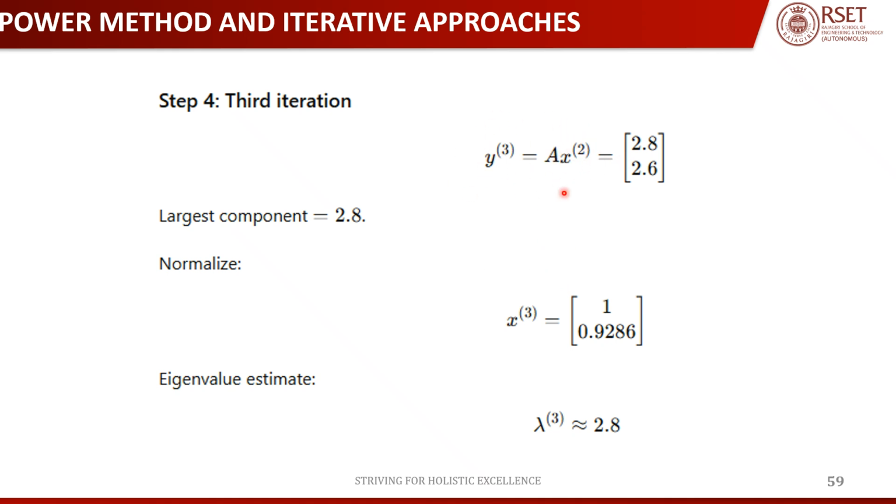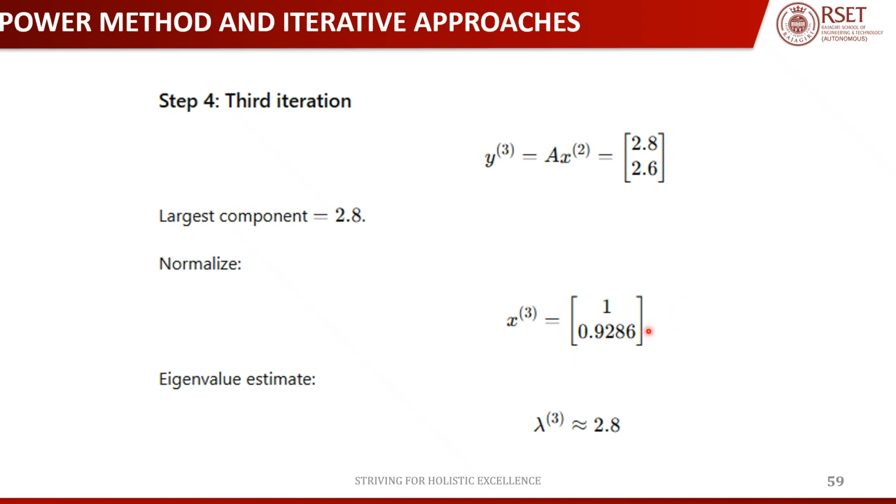We'll just multiply the matrix and get the value of y3, which is 2.8 and 2.6. Here the largest component, our new eigenvalue lambda 3, is approximately equal to 2.8, and we'll divide by the largest component and get x3 by dividing by 2.8, that's 1, and here it's 0.9286.